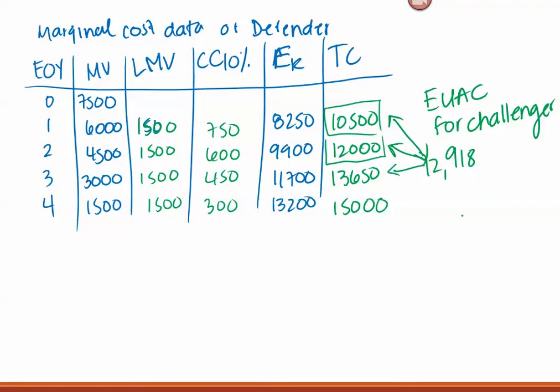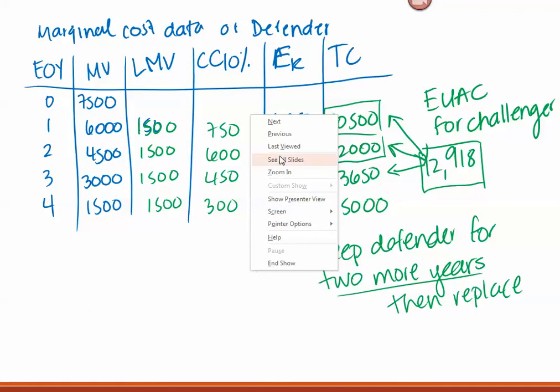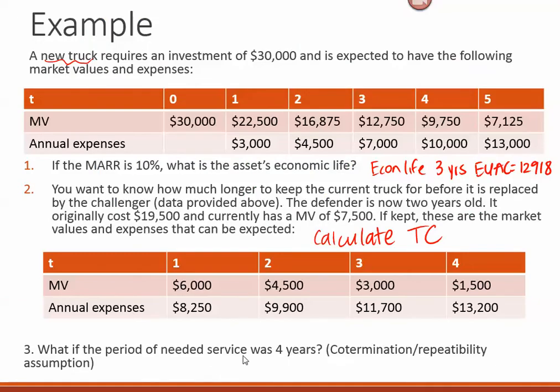But once I look at this, I see this is greater than that, and this is when I use my Challenger. That means keep the Defender for 2 more years. Then replace. Excellent. Okay, we have a third question in that problem, which had to do with what if the period of service was 4 years, but we're going to address that in the next video.